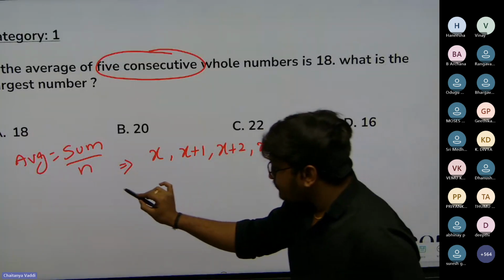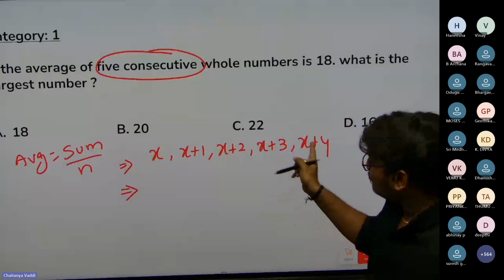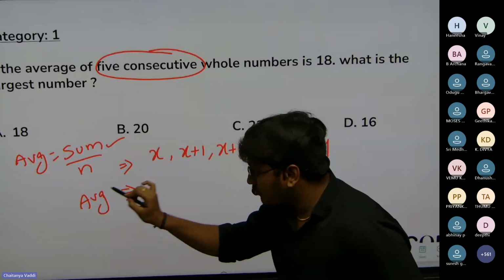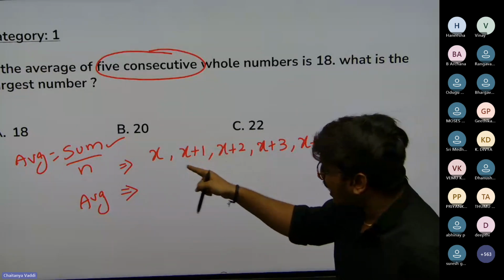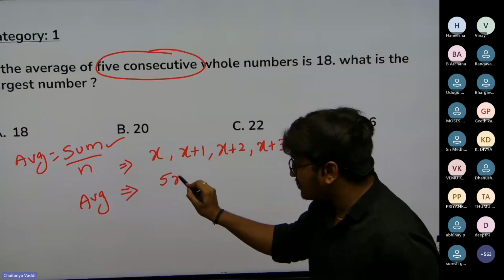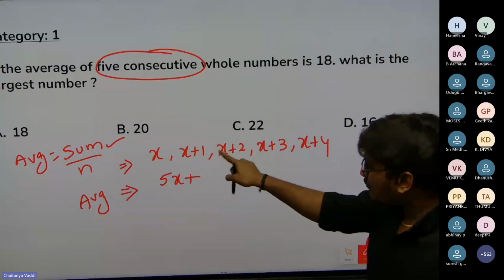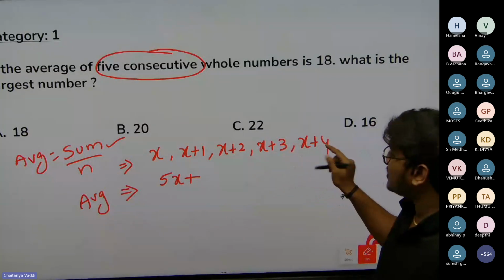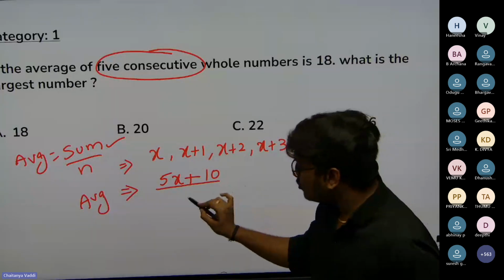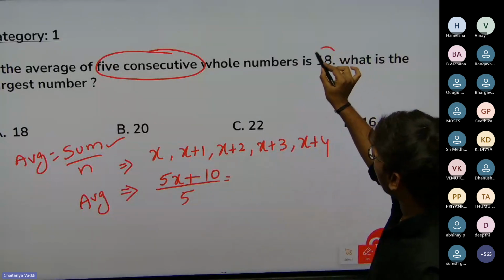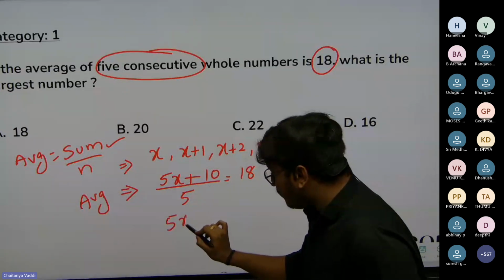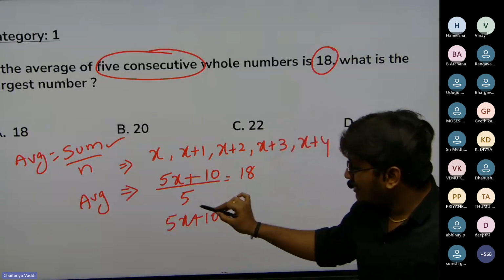So after knowing all the numbers, average is equal to the sum of observations divided by the number of observations. If I add all these numbers, in total we have 5 times X plus, adding 1 plus 2 is 3, 3 plus 3 is 6, 6 plus 4 is 10. This is the sum of all the numbers, divided by how many numbers we have in total: 5. And the average, they have clearly given, is 18. So 5x plus 10 is equal to 18 into 5, as 5 goes to the right-hand side.